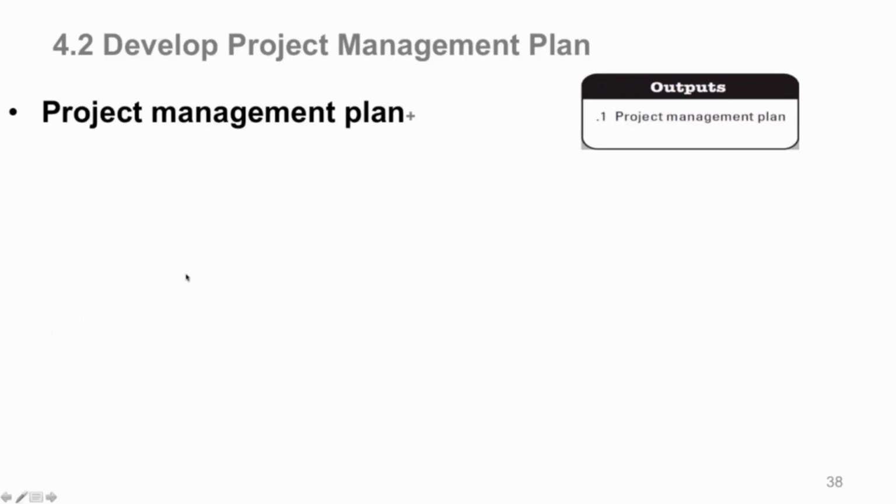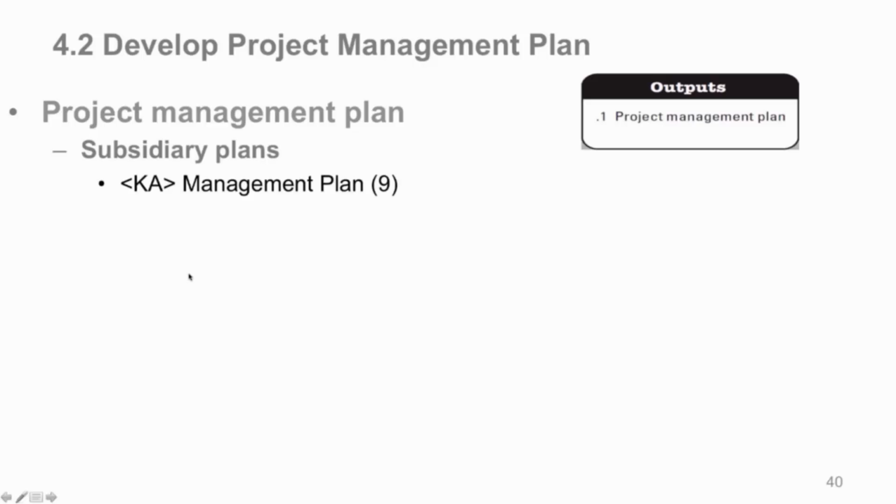And the one and only output of this process is the plan itself, and it consists of all your subsidiary plans, which are your knowledge area management plans: scope management plan, time management plan, procurement management plan, whatever. There are 9 of them. Now there are 10 knowledge areas, but the 10th one is project integration management, which doesn't have a plan per se, but it has your charter and your project management plan itself.